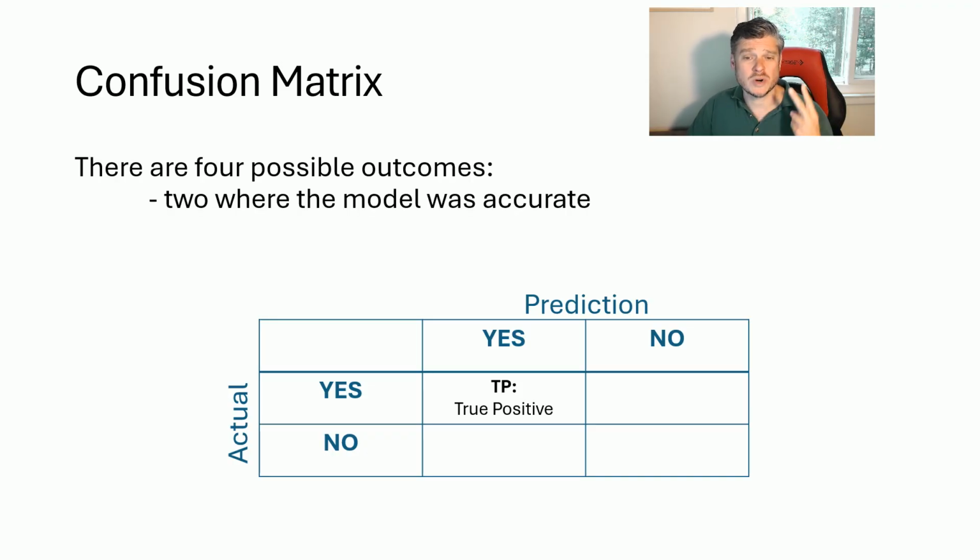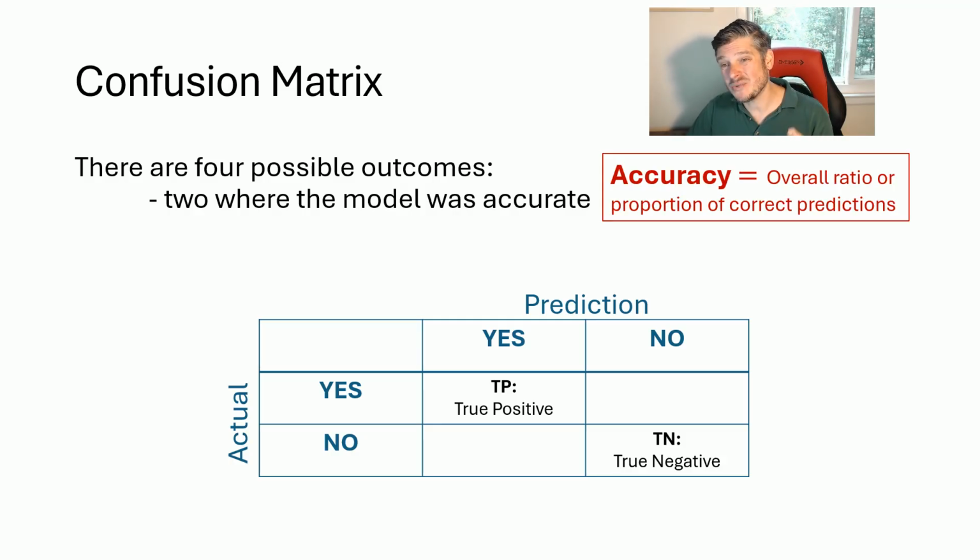There are two where the model is accurate, where it did what we wanted it to do. The first one is where it predicted that it does belong, and we know from the testing data that it does actually belong. So it is a true positive. It predicted it should belong, and that was a true positive prediction. The other one would be a true negative. The model predicted that it does not belong, and it turns out it shouldn't belong. Those are the two times that our model is accurate. And that's how we determine the accuracy of our model.